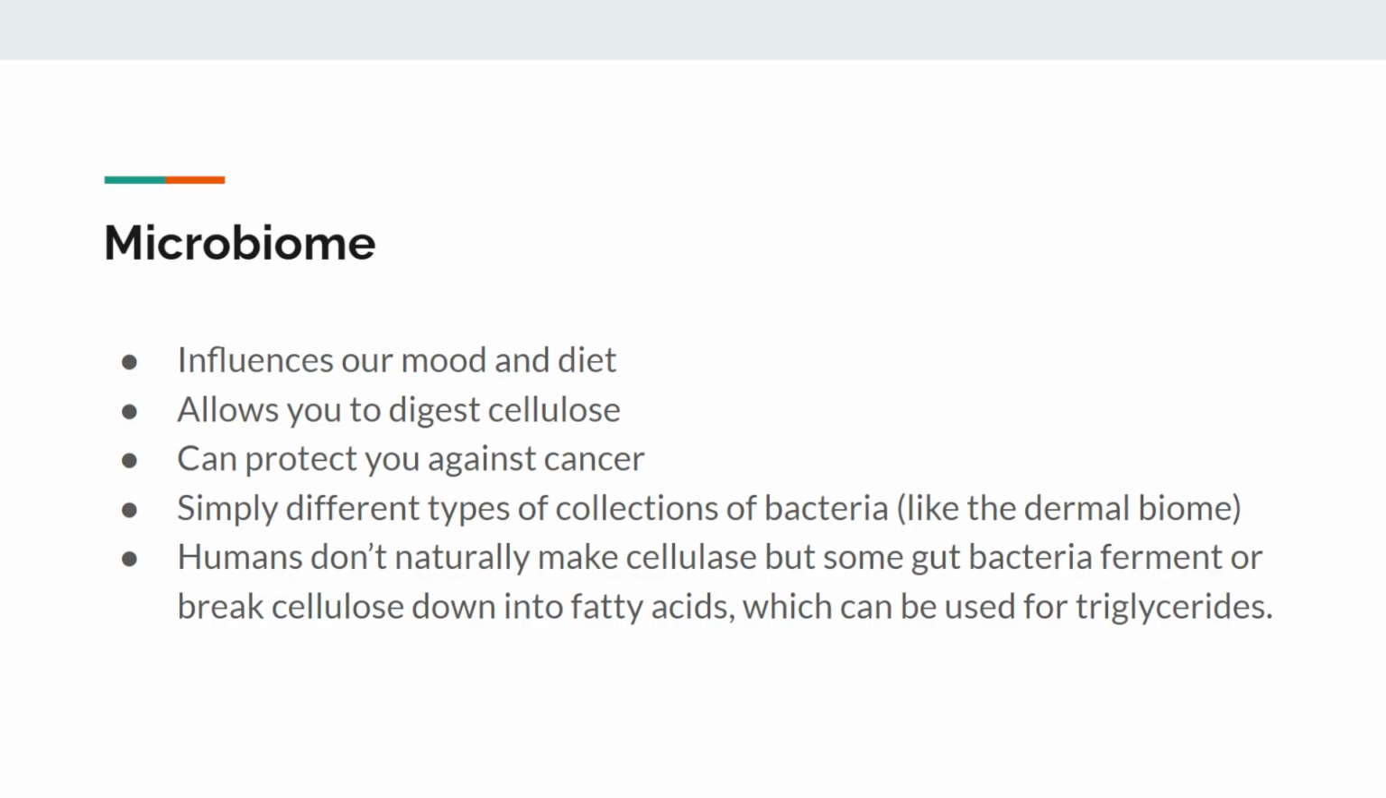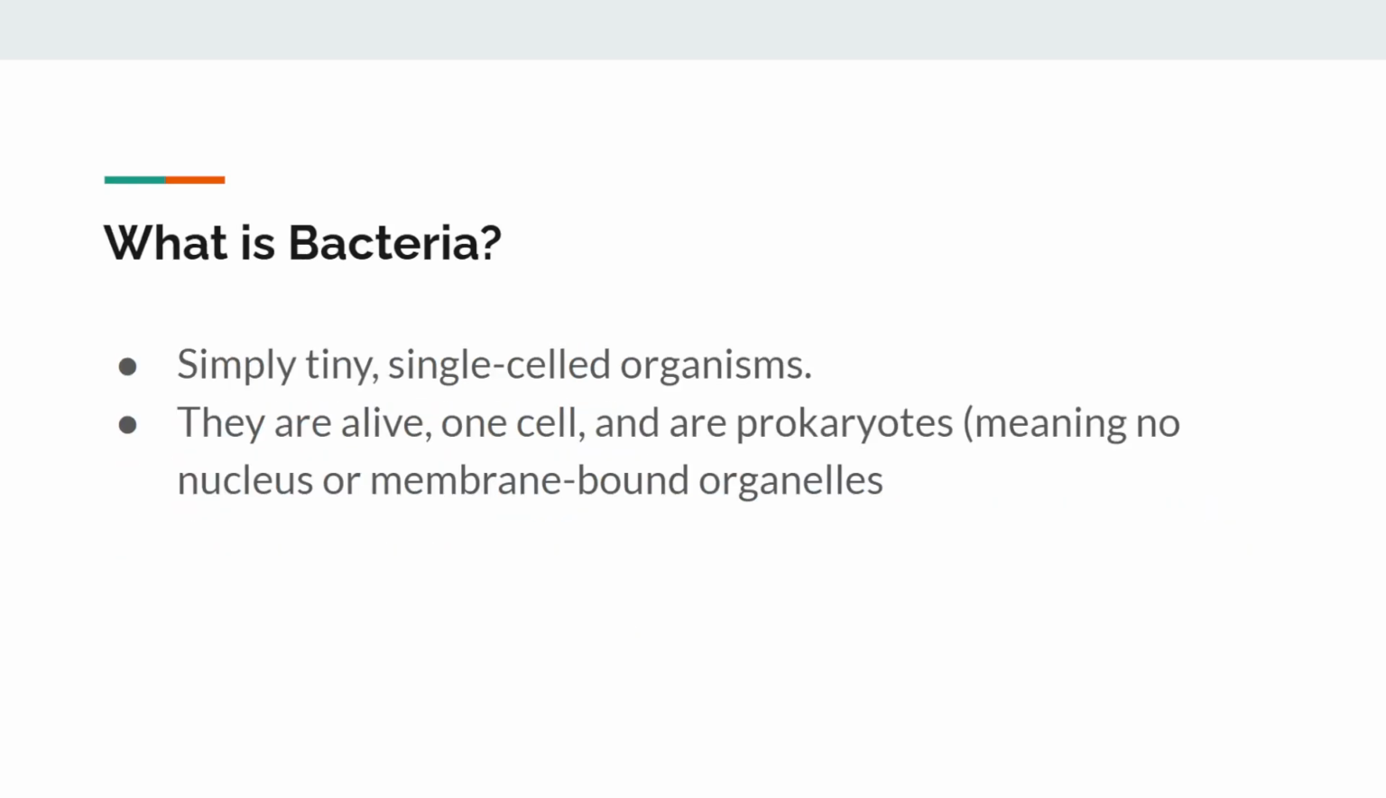And humans don't naturally make cellulase, but some gut bacteria ferment or break cellulose down into fatty acids, which can be used for triglycerides, which is why they allow you to digest cellulose. So that's quite logical. But I know people don't really know the definition of bacteria, they just say it a lot. So what is bacteria? Bacteria are just simply tiny single-celled organisms. They are alive, one cell, and are prokaryotes, which means that they have no nucleus or membrane-bound organelles. They do have ribosomes, because any type of cell has ribosomes, which we'll get into in the next slide, I believe.